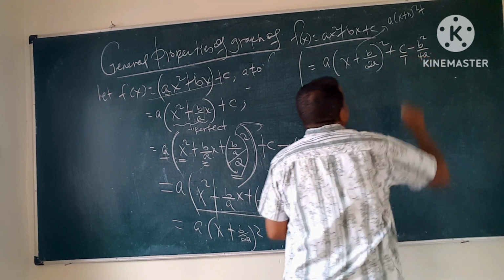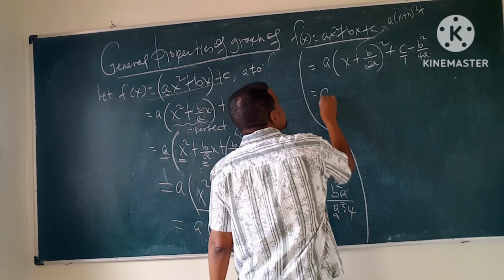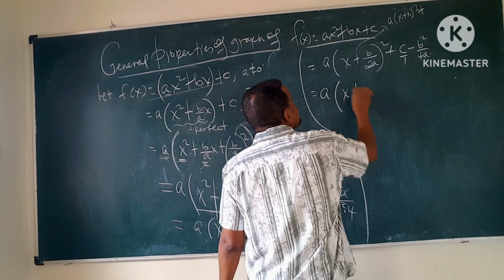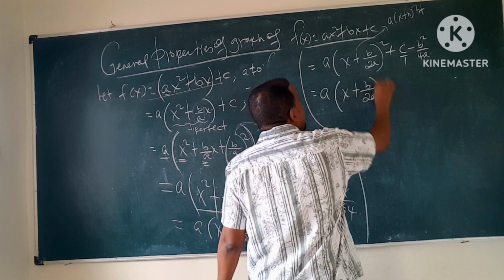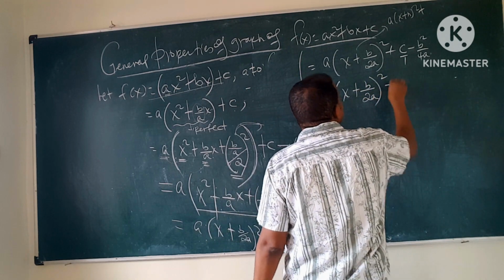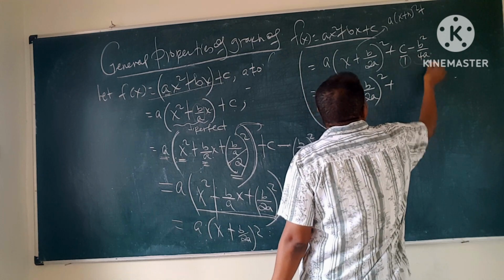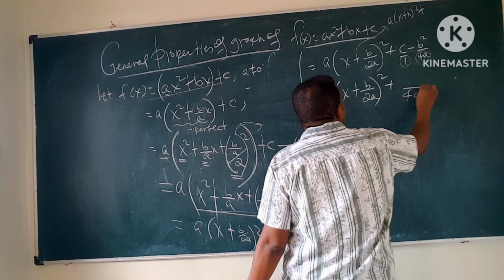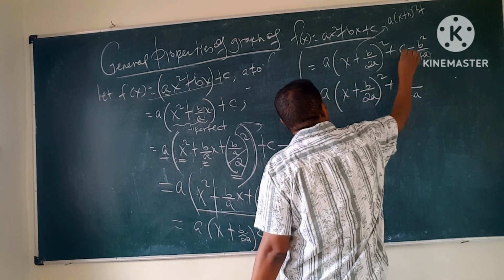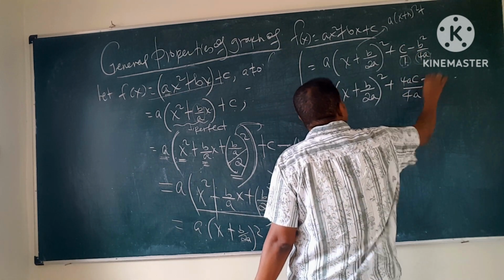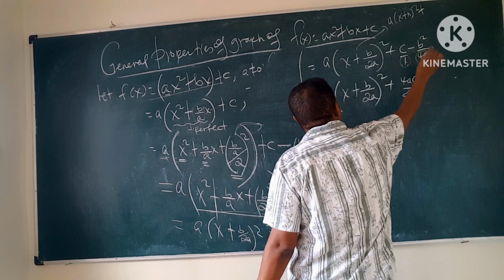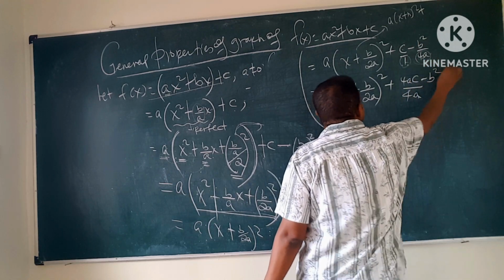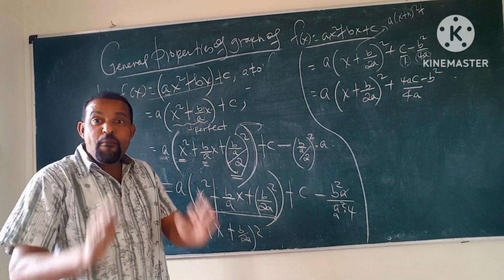so over 1, add the two together. So this is a into x plus b over 2a the whole square, of course plus... now we add the two. The common LCM of 1 and 4a is 4a. 4a divided by 1 is 4a, 4a times c is 4ac, minus 4a divided by 4a is 1 times b square, which is b square.